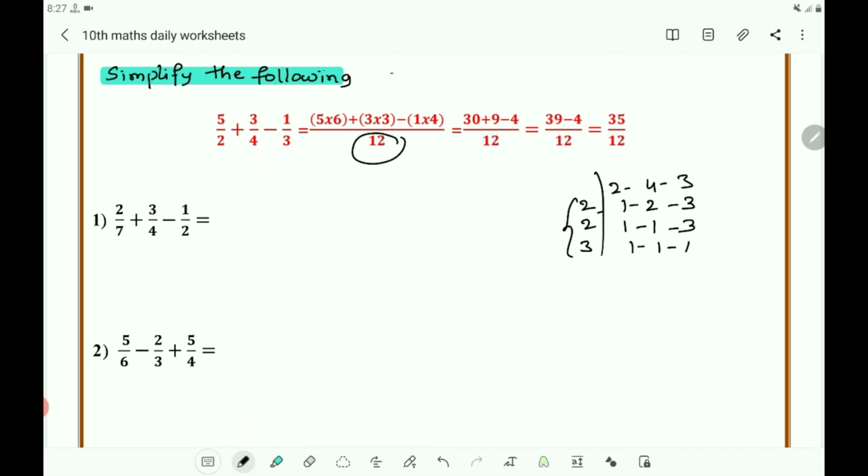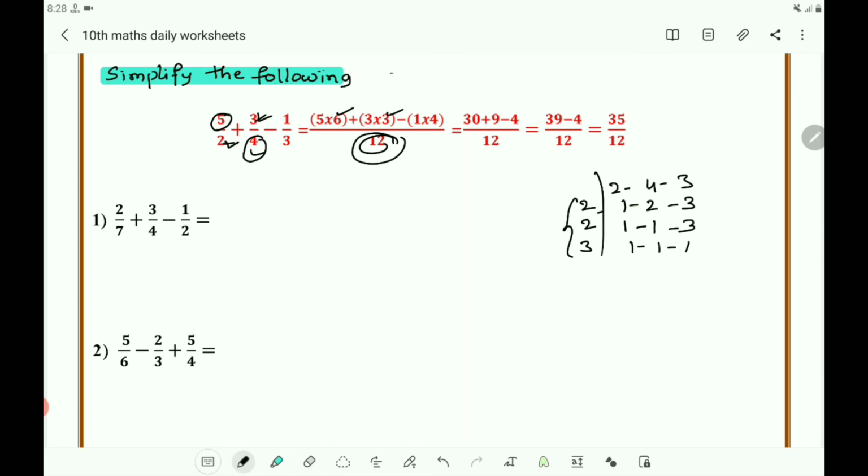The LCM is 12. Then 2 6s are 12. To get 12, this 2 is to be multiplied by 6. Therefore 5 is to be multiplied by 6. Then 4 3s are 12. To get 12, 4 is to be multiplied by 3. Therefore multiply this 3 by 3. After that, 3 4s are 12.